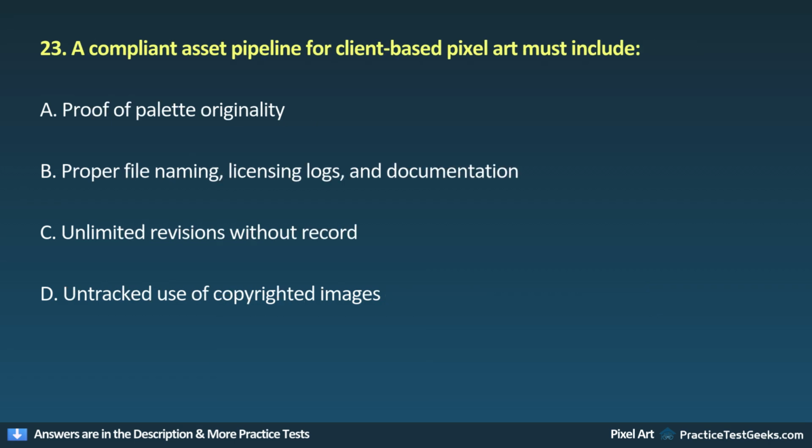23. A compliant asset pipeline for client-based pixel art must include A. Proof of palette originality. B. Proper file naming, licensing logs, and documentation. C. Unlimited revisions without record. D. Untracked use of copyrighted images.